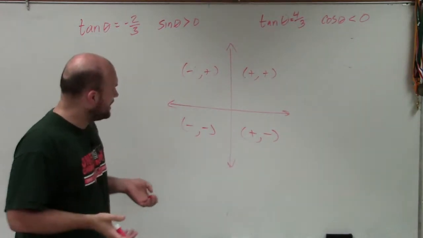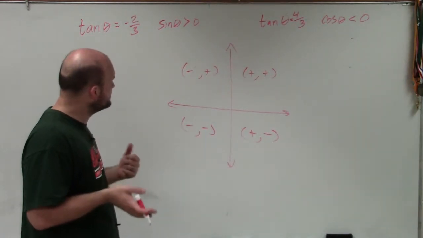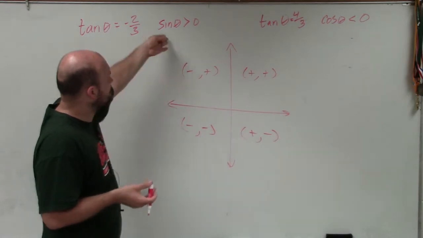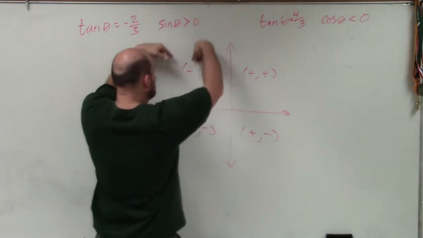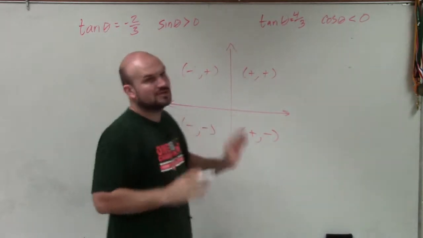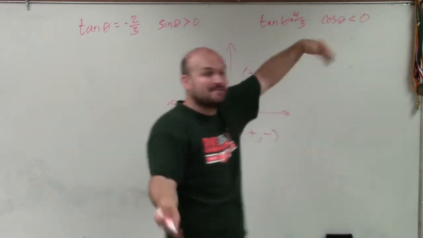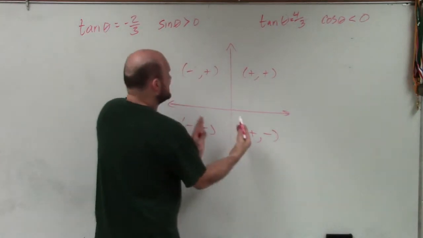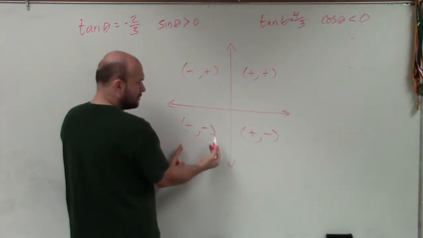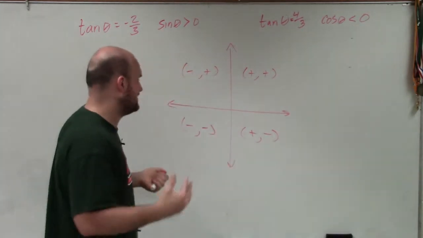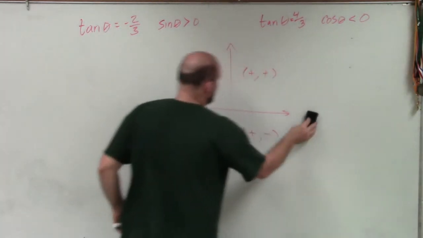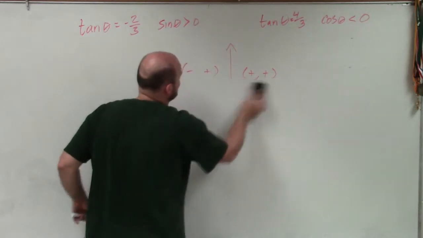So when sine is greater than 0, that means it's either in the second quadrant or in the first quadrant. When cosine is less than 0, that means it's negative, and cosine is negative in the second or in the third quadrant. OK, so I wanted to go over that first, so you have an idea, because I probably won't have time to recreate the diagram for each of the problems.